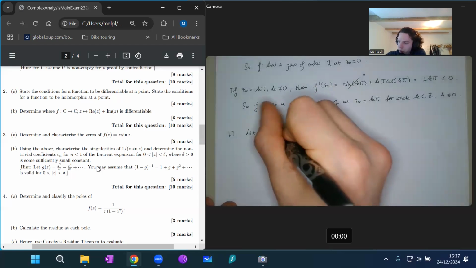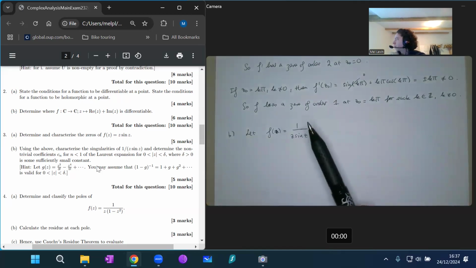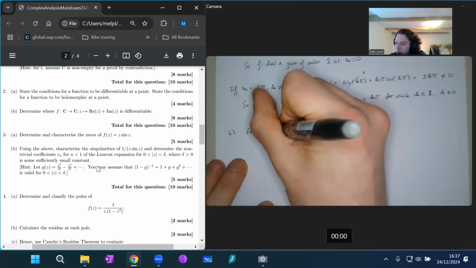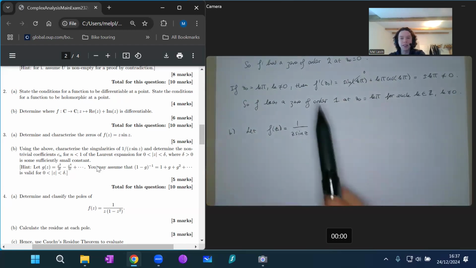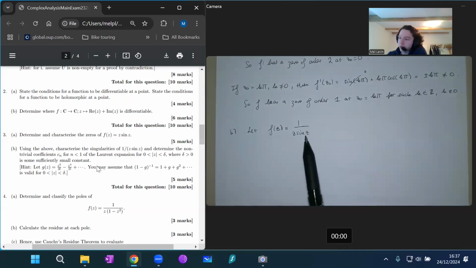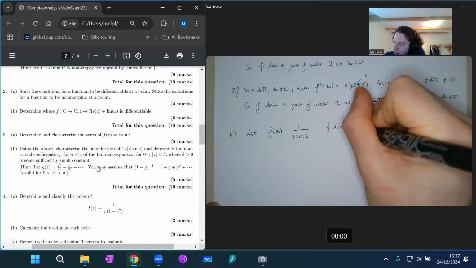So singularity means someplace that f is not differentiable, maybe not holomorphic, I suppose. I'm not actually quite sure. In practice, in these kinds of introductory complex analysis modules, having a singularity essentially means dividing by 0. And so this will have singularities whenever the denominator is 0, and we've determined that the zeros are k pi.